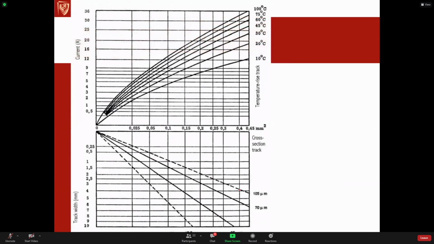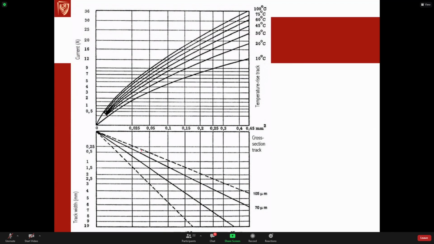But from an electronic or engineering point of view, those charts you must always have somewhere during the development process, or you must memorize them in some way, because they have to be viewed once in a while when you are choosing a track width for certain signals. So how do we read this?